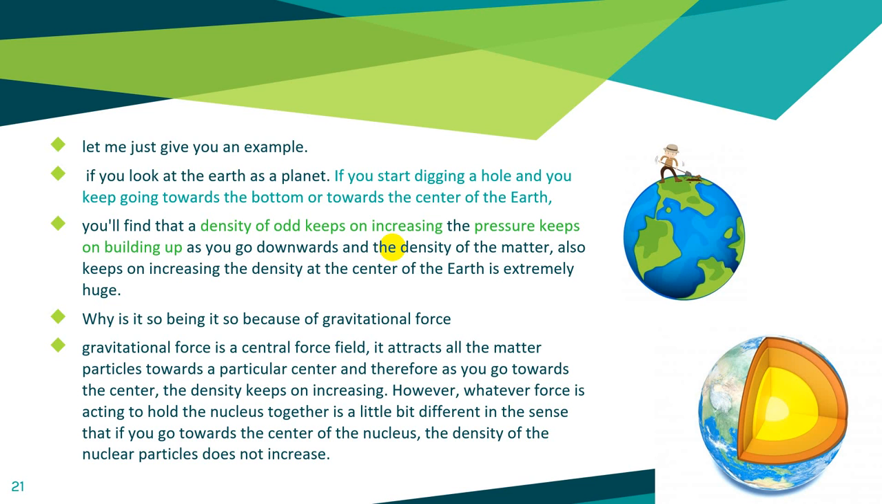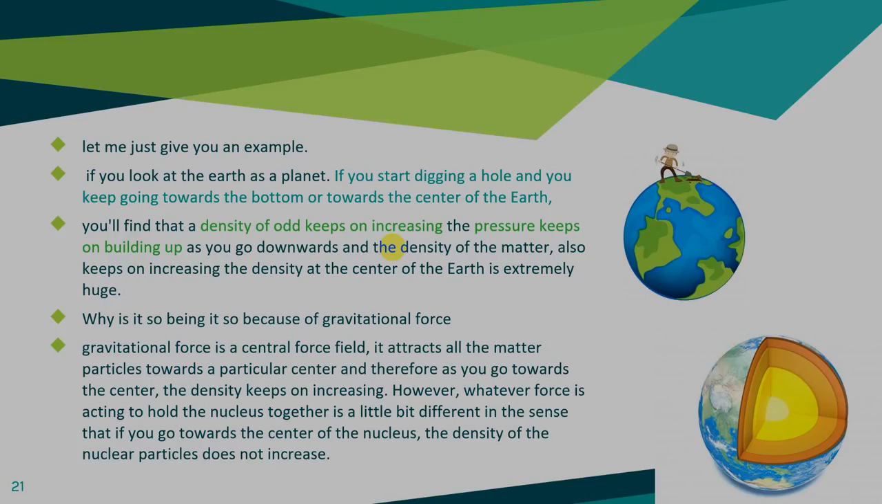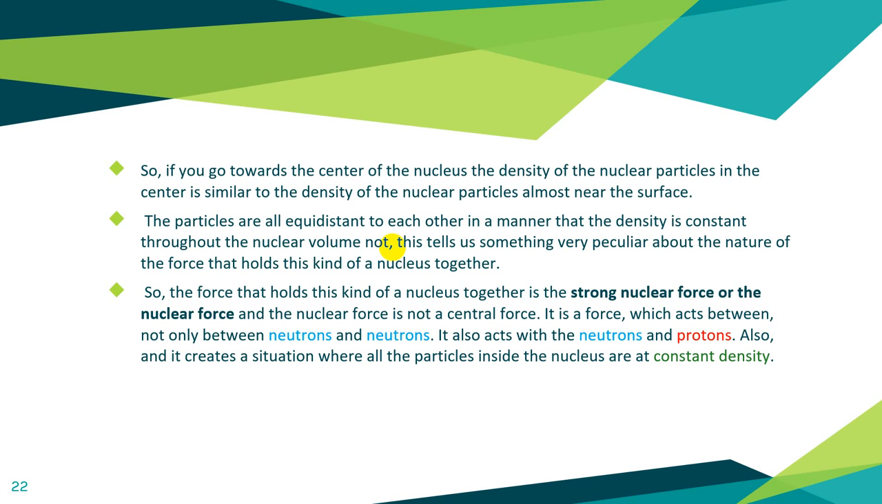However, whatever force is acting to hold the nucleus together is a little bit different, in the sense that if you go toward the center of the nucleus, the density of the nuclear particles does not increase. So if you go toward the center of the nucleus, the density of the nuclear particles in the center is similar to the density of the nuclear particles near the surface. The particles are all equidistant to each other in a manner that the density is constant throughout the nuclear volume.